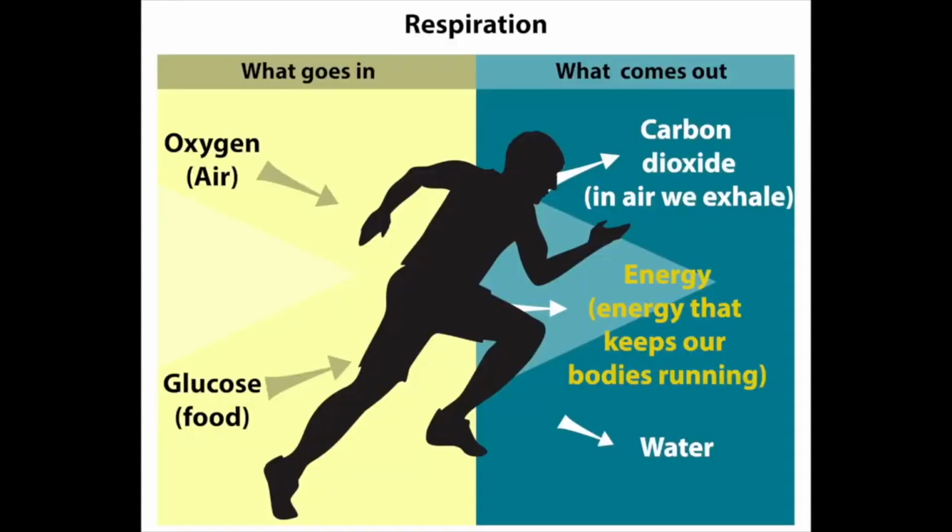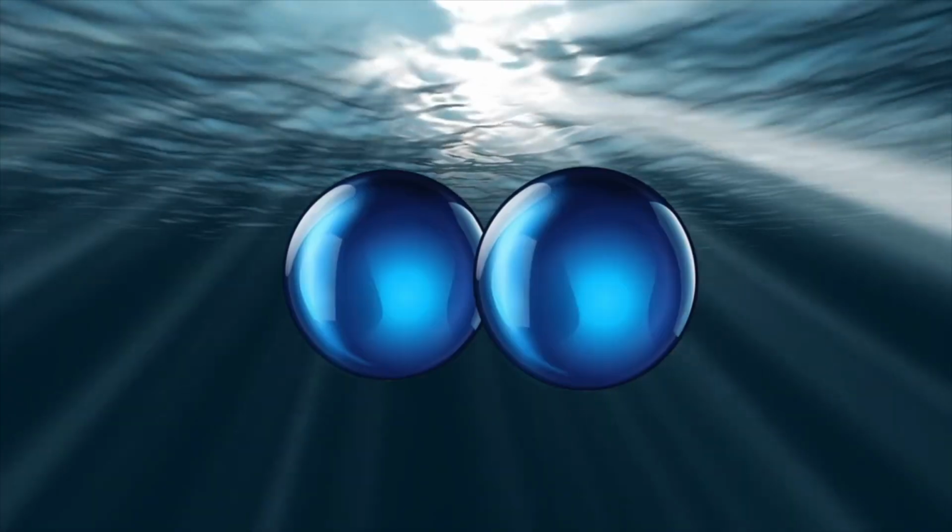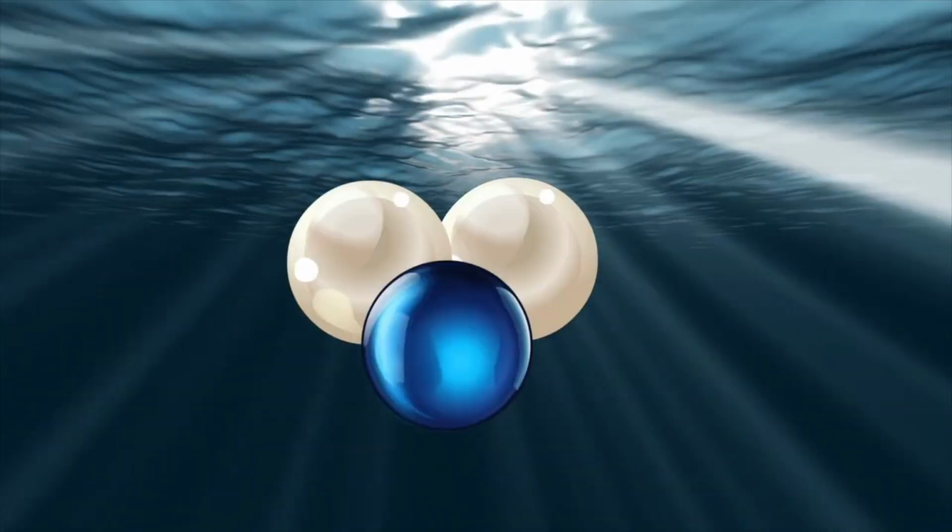We breathe O2 oxygen molecules, but ozone keeps the surface free of harmful UV radiation from the sun, and combinations of different types of atoms give us different products that are vital to life on Earth.